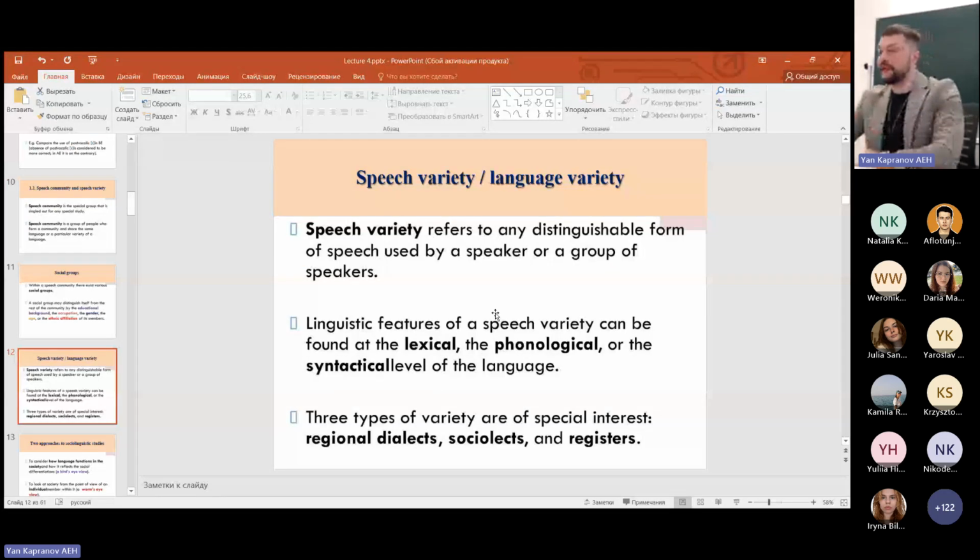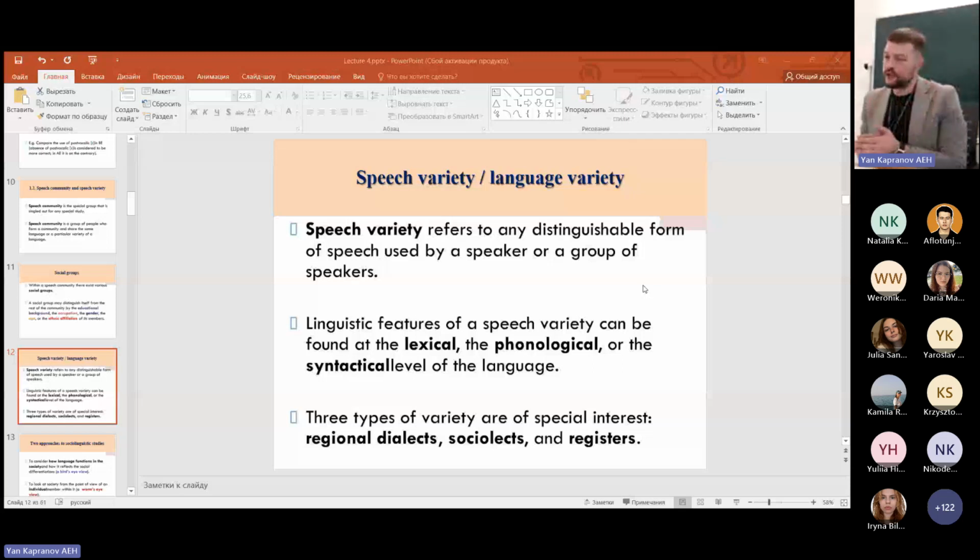Speech variety refers to any distinguishable form of speech used by a speaker or a group of speakers. Linguistic features of a speech variety can be found at the lexical, phonological, and syntactical level, and there are three types of them: regional dialects, sociolects, and registers. If I ask you, do you have dialects in your native language, you will say, of course, we have dialects. We have, for example, North dialects, South, East, West, or even Central dialects. So a lot of dialects are represented in every language.